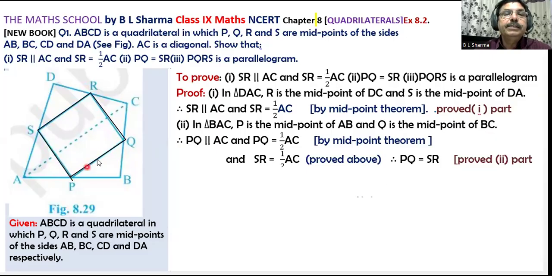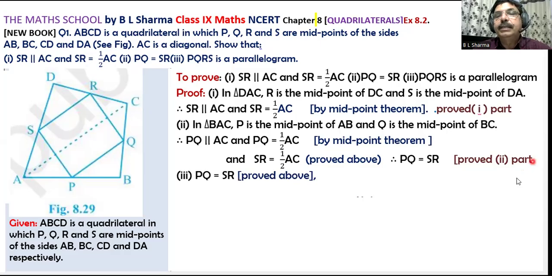Here we can say that this PQ is equal to SR and this PQ is parallel to AC is parallel to SR. So this PQ is parallel to SR. In PQRS, PQ and SR are equal and also parallel. That is why we can say that PQ is equal to SR. Similarly, PS is equal to QR.